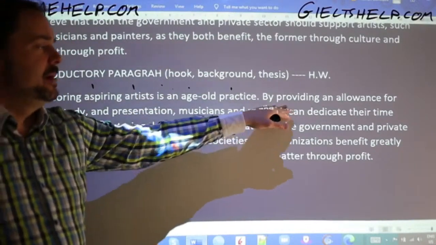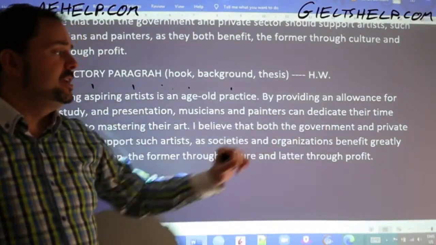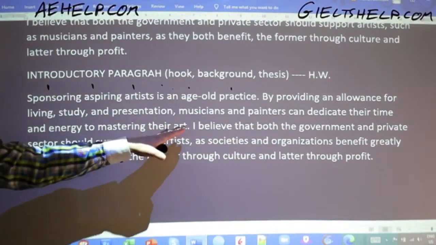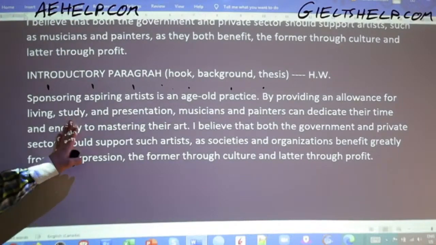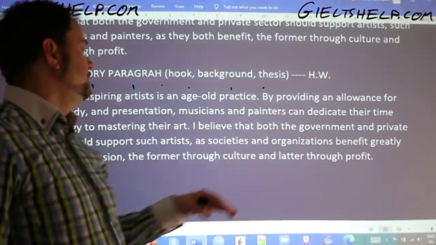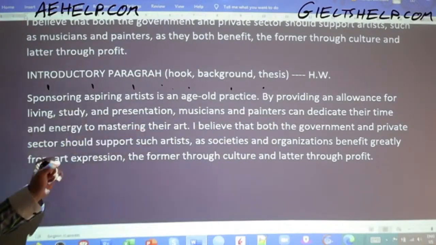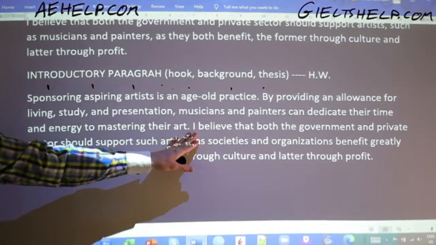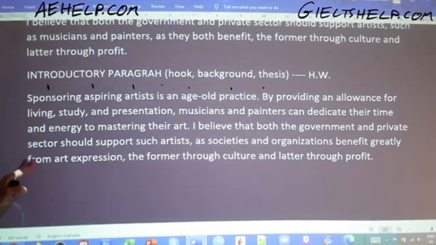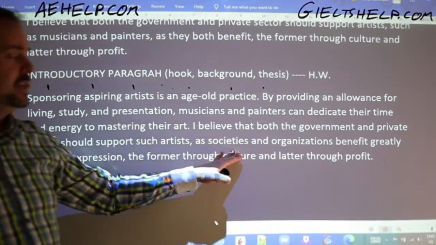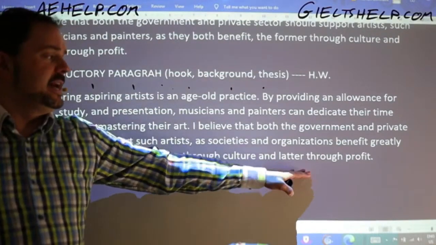And then here's my background. By providing an allowance for living, study, and presentation, musicians and painters can dedicate their time and energy to mastering their art. So this is my background and importance all in one sentence. I'm basically saying giving money for these purposes lets these individuals express their talents at a high level. Now I adjusted my thesis a little bit so that it's sensible. I believe that both the government and private sector should support such artists as societies and organizations benefit greatly from art expression, the former through culture, and the latter through profit.